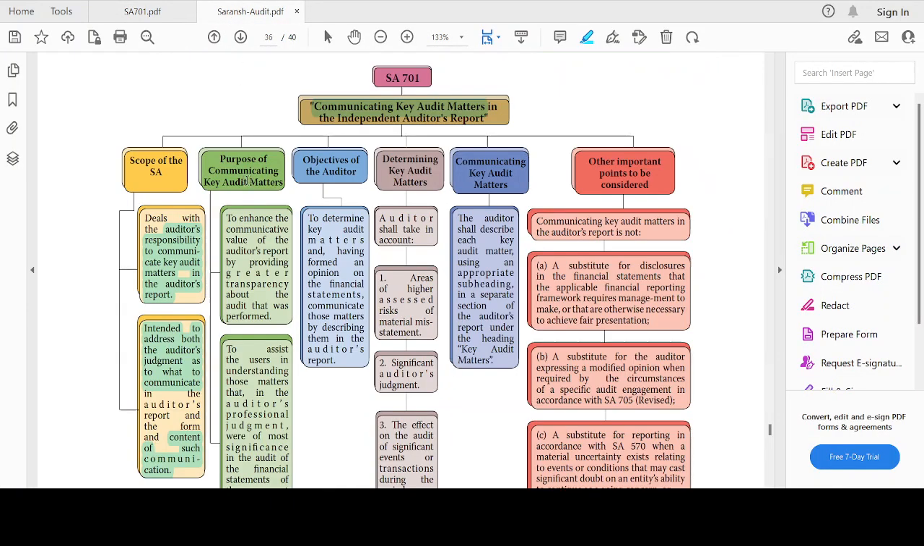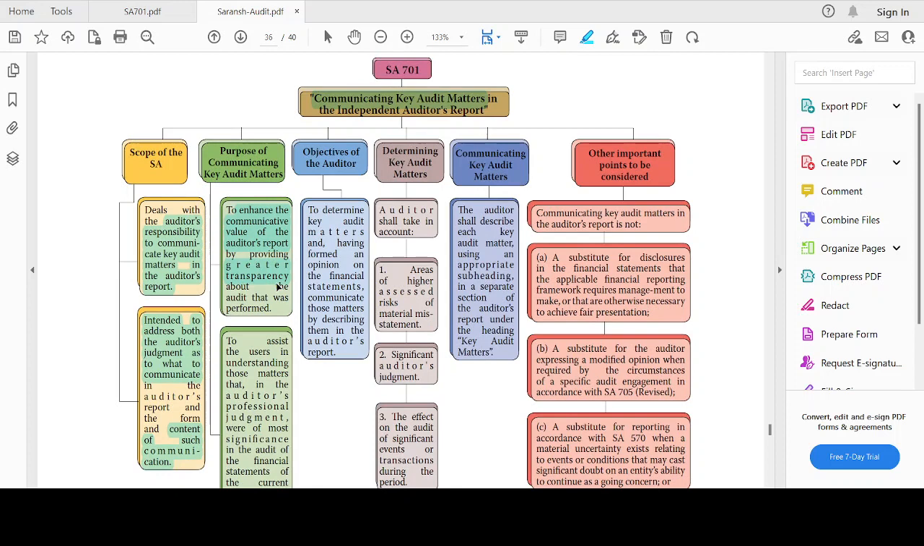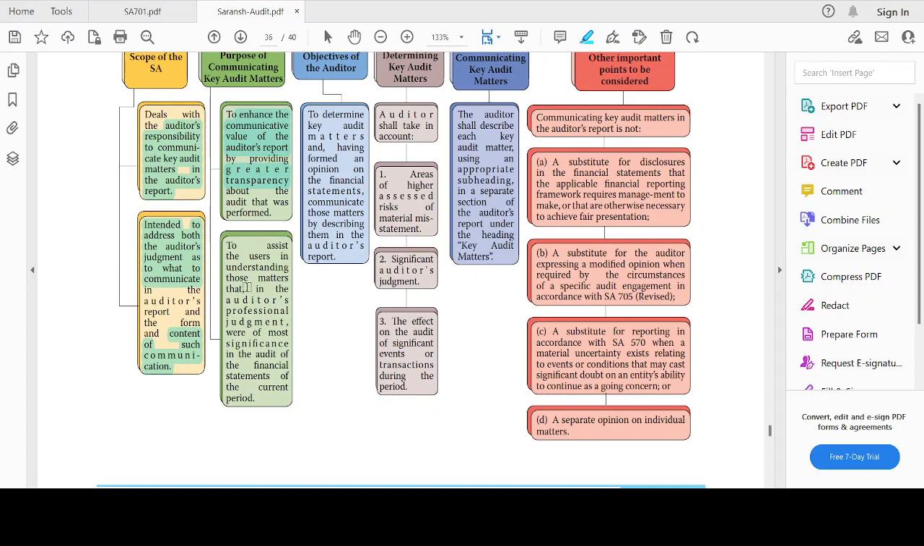Now let's move on. Purpose of communicating key audit matters. This we have discussed, right? To enhance the communicative value of the auditor's report by providing greater transparency about the audit that was performed. To assist the user in understanding those matters that, in the auditor's professional judgment, were of most significance in the audit of the financial statements of the current period.